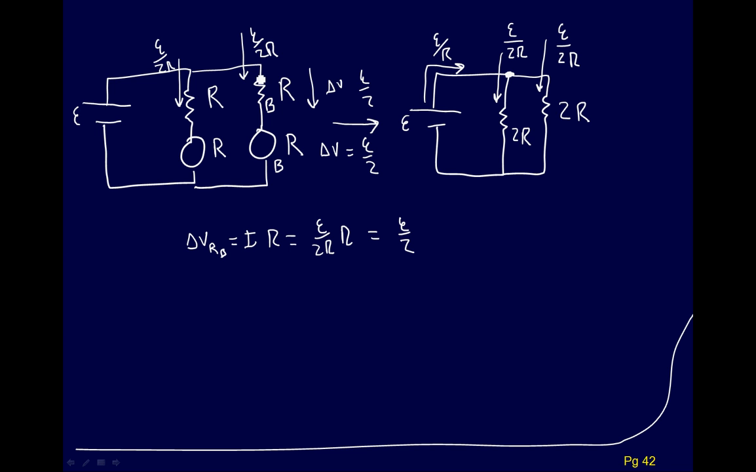So because the current has to drop a little bit through resistor B, it can't do the full voltage drop for the light bulb B as well. All right, and so that's what it is beforehand.